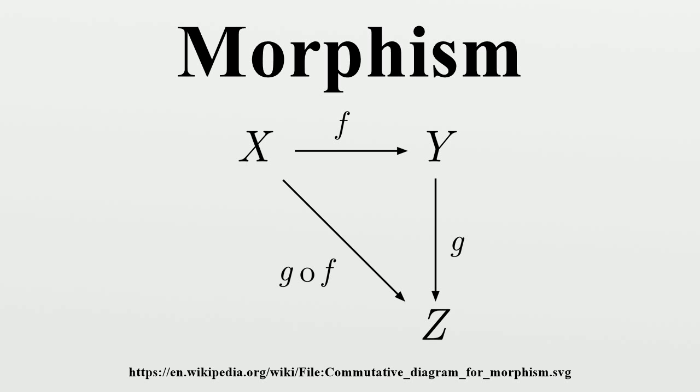f: X→Y is called an epimorphism if g1 f equals g2 f implies g1 equals g2 for all morphisms g1, g2: Y→Z. It is also called an epi or an epic. The morphism f has a right inverse if there is a morphism g: Y→X such that fg equals id_Y. The right inverse g is also called a section of f.